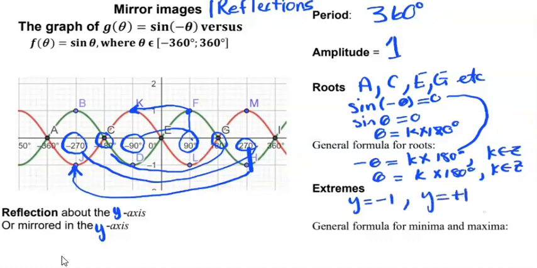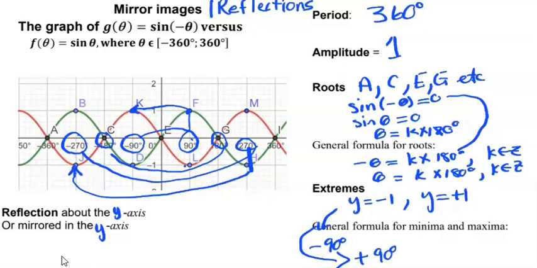In this case, we will still have the extremes exactly the same, y equal to -1 and y equal to +1, but our minima, the y equal to -1, where it previously appeared at minus 90 degrees, will now appear at plus 90 degrees. So that will now become plus 90 degrees because I multiply with a minus. So we can see here the minima is now at J and L, where it previously was at D and H.